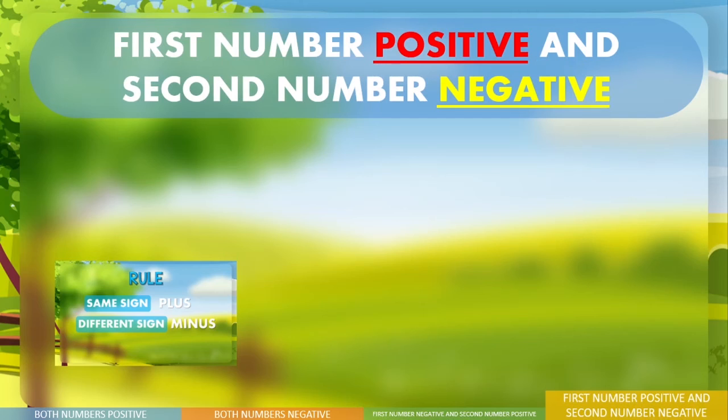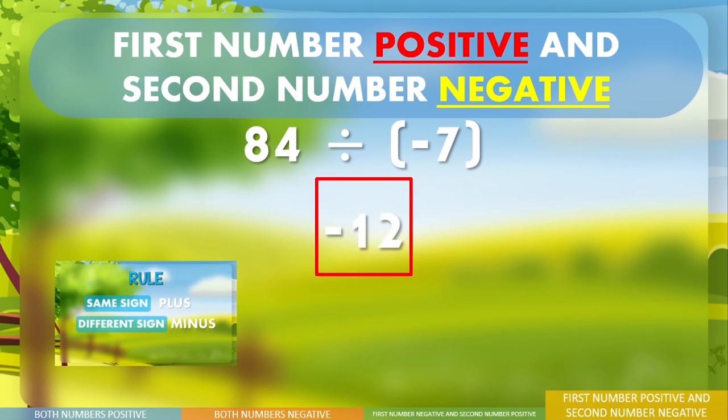So far so good. Let's discuss the last case in division: first number positive and second number negative. What do we do here? We have an example, 84 divided by -7. Again we have different signs, so our answer will be negative. 84 divided by 7 is 12, and since our answer is supposed to be negative, the answer will be -12.